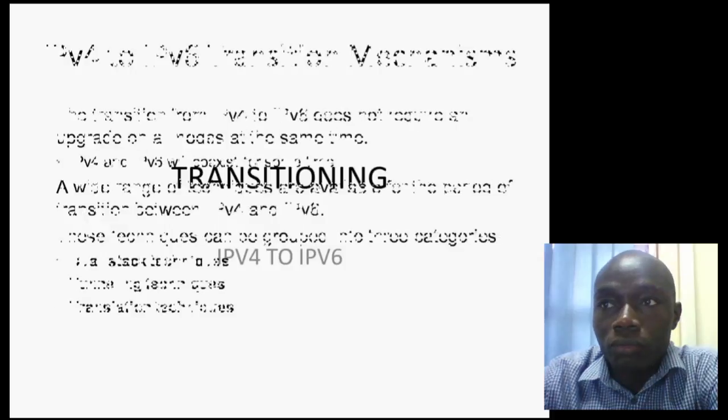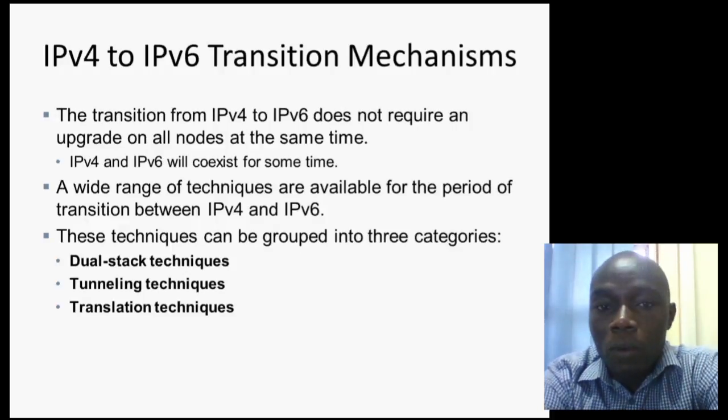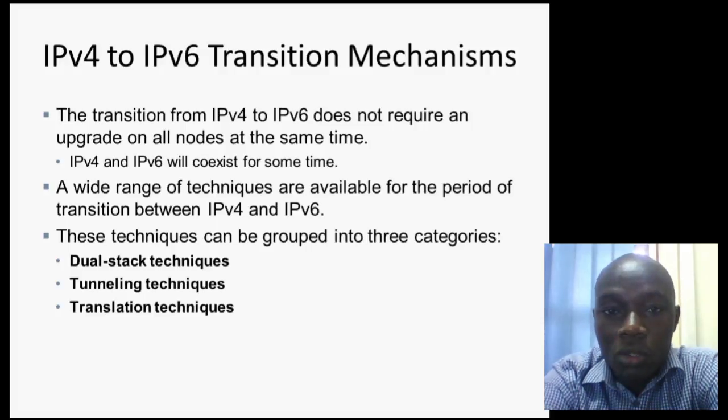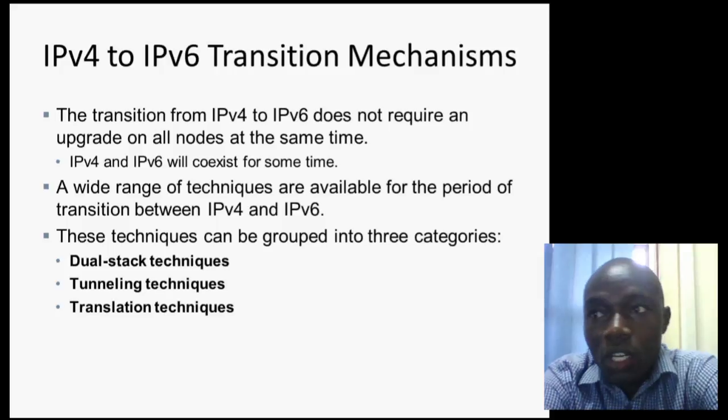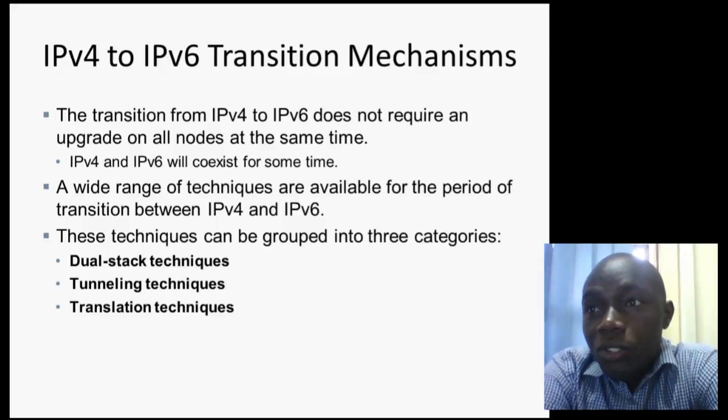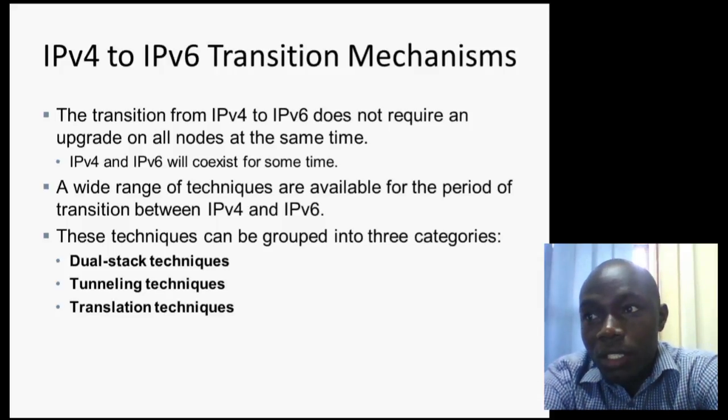Now we want to look at a case where you're running IP version 4 addressing on your network, and then you want to transition it to IP version 6. The transition from IP version 4 to IP version 6 does not require an upgrade on all nodes at the same time.